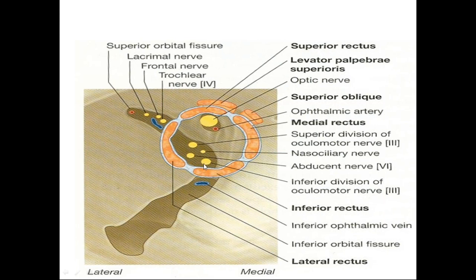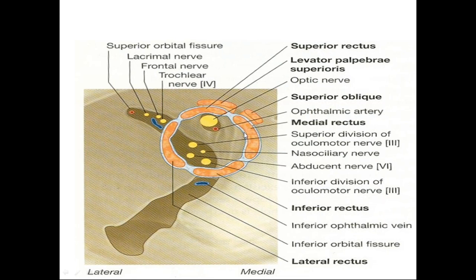Very important is through the intermediate part pass the two divisions of oculomotor nerve along with abducens nerve and nasociliary nerve. Through its lateral part pass the superior ophthalmic vein along with the lacrimal nerve, frontal nerve, trochlear nerve. Mnemonic is LFT: lacrimal, frontal, trochlear nerve, the superior ophthalmic vein. Along with that, you have recurrent meningeal branch of ophthalmic artery. One artery, one vein, and over the medial surface, there is one single opening, that is inferior ophthalmic vein.